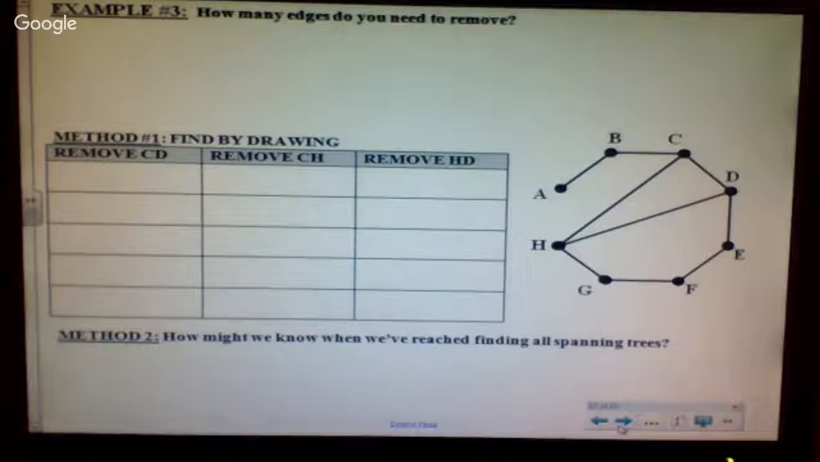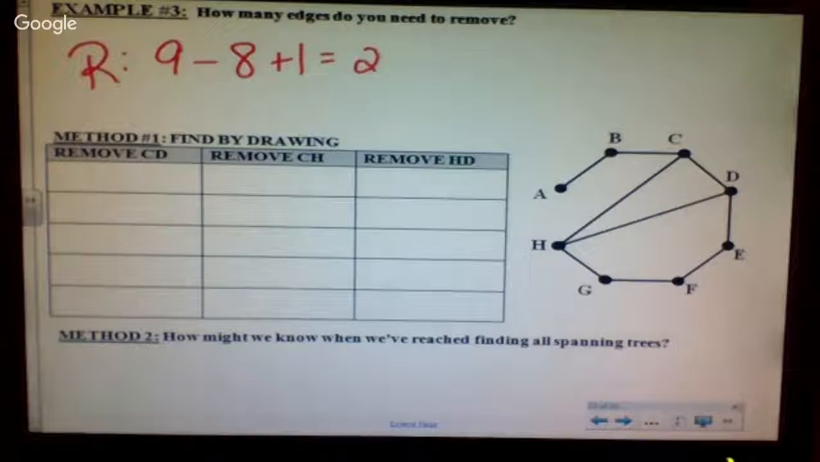How many edges do I need to remove in example 3? Again, go back to your redundancy formula. Redundancy equals, how many edges do I have in this graph? 9? It's the same graph, just about. Almost. You need to remove 2. Minus 8 plus 1 means I have 2 that I have to remove.